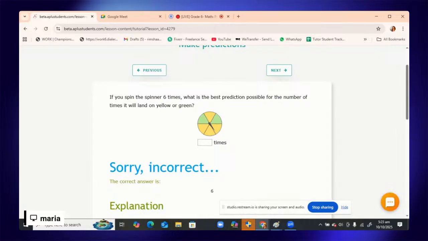Let's do this one. If you spin the spinner 6 times, you multiply that number of times in the end. So first we concern ourselves with the fraction, then we concern ourselves with the times. What is the best prediction possible for the number of times it will land on yellow or green? Maybe it lands on the yellow and maybe it lands on the green.